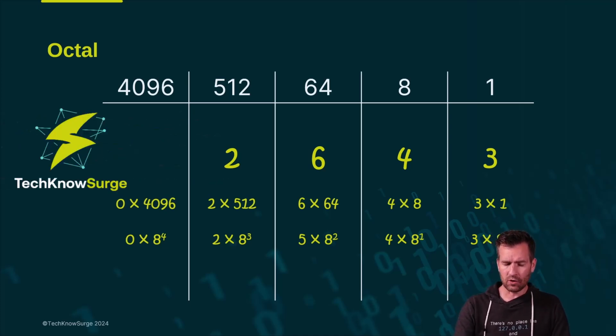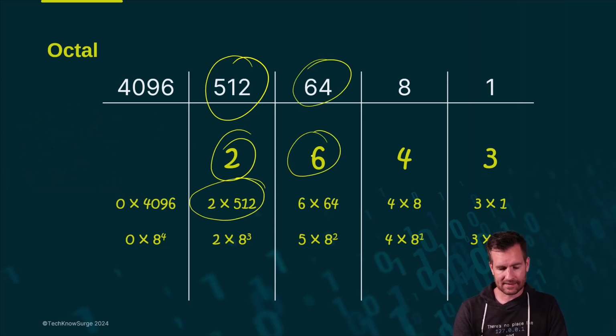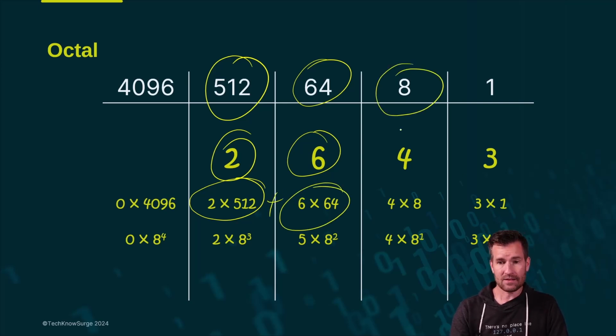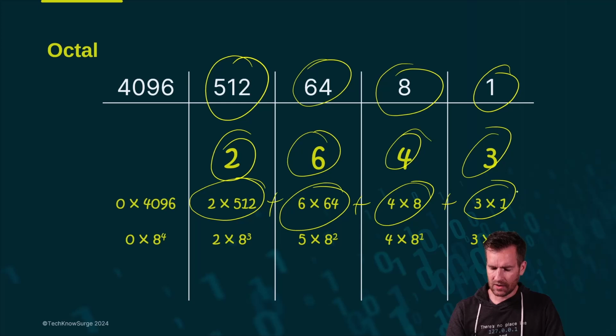So what you can look at it as is how many 512s we have? Well, we have 2, so that's 2 times 512. How many 64s do we have? Well, that's 6, so we have 6 times 64, and you would add these together. How many 8s do we have? We have 4, so 4 times 8. How many 1s do we have? 3, so that's 3 times 1. We add all these together, and that's how you come up with whatever answer is here.